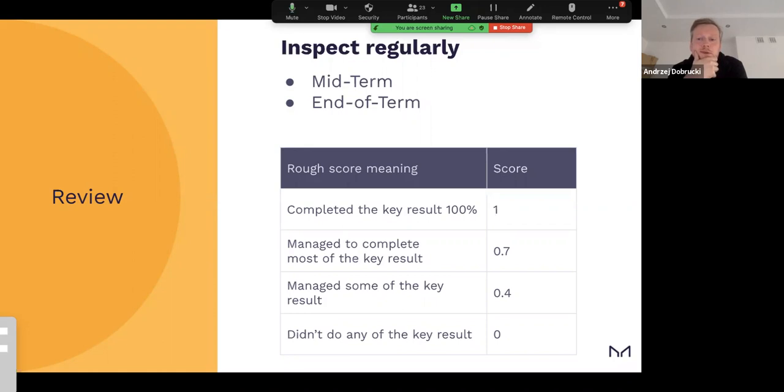So then, as Google says, it's always scaled from 0 to 1, and if we attach 1, it means we are probably sandbagging and we could have set more challenging goals. And usually we would get something between 0.4 and 0.7. So we would have done most of the key results that we have set for ourselves, or maybe a bit less.